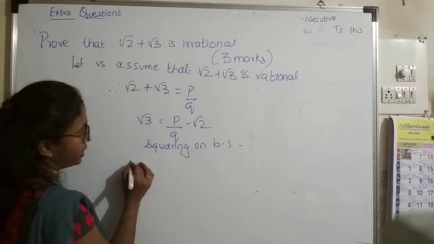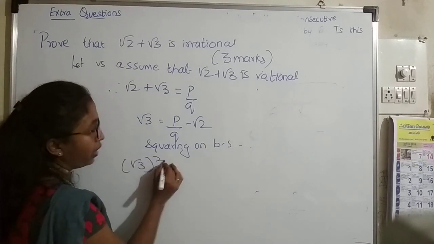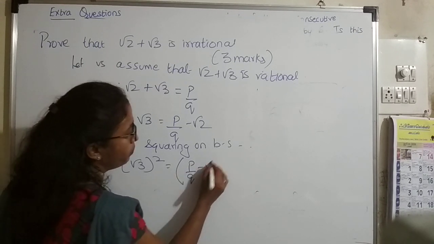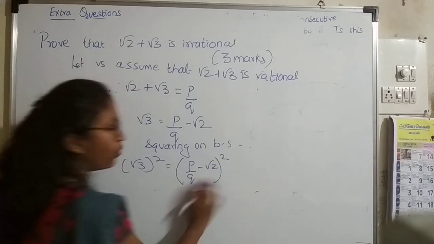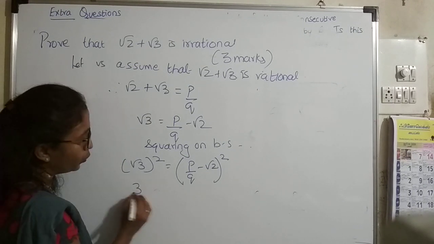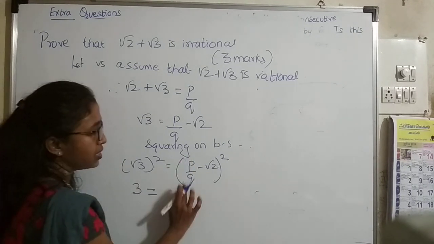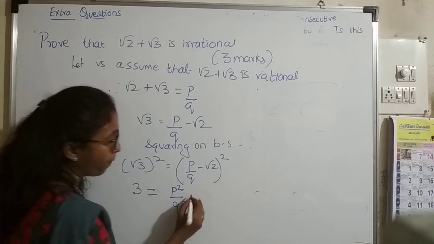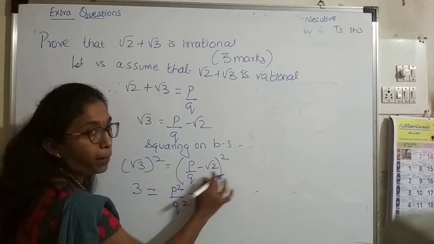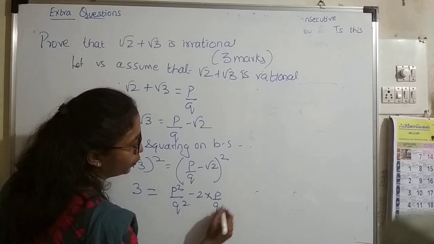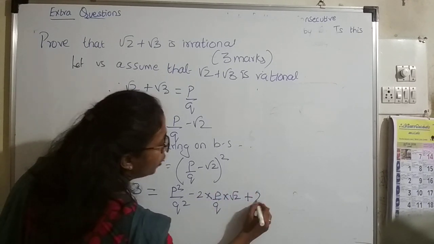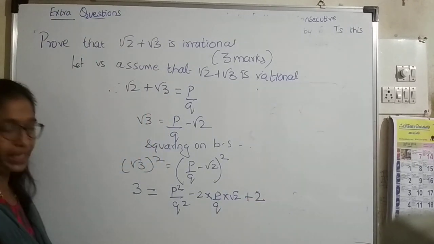So when you square on both the sides, root 3 whole square, and here this is in the form of a minus b the whole square. You can take LCM or we can do afterwards. Okay, so here root 3 square is 3. Here this is a minus b, so a square minus 2ab, so p upon q into root 2, and plus you get here root 2 square is 2, correct?